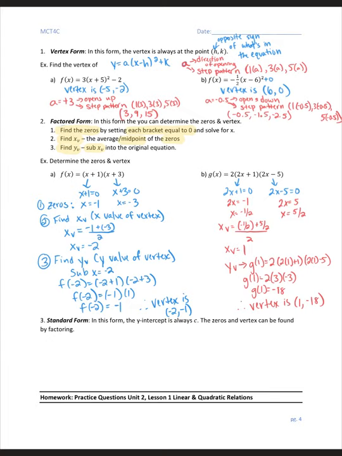The last form that we have for a quadratic relation is standard form. In this form, the y-intercept is always c. So the standard form of a quadratic looks something like this, and our y-intercept is going to be (0, c). Okay, the zeros and the vertex can be found by factoring, which we are going to go over in the next lesson.